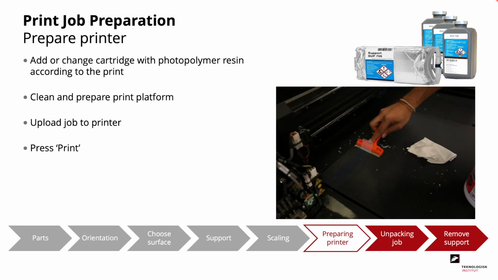Now it's time to prepare the printer itself. Here we start by adding or changing a cartridge with photopolymer resin according to the print job. Then we clean and prepare the print platform, we upload the print job to the printer, and then it's just a matter of pressing print.